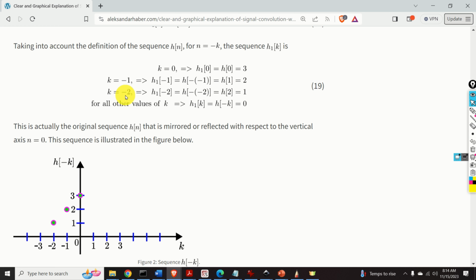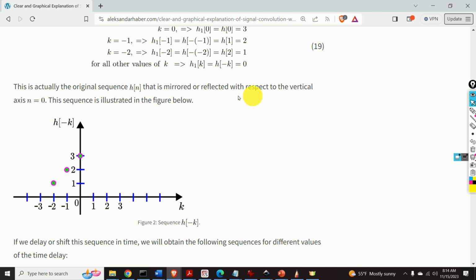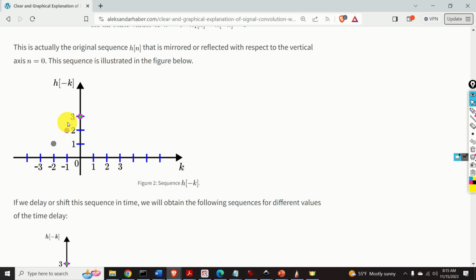For k is equal to minus 2, we obtain this expression. This is actually the original sequence h of n that is mirrored or reflected with respect to the vertical axis n is equal to 0. And here's the sequence h of minus k. If we delay or shift the sequence in time, we will obtain these sequences.